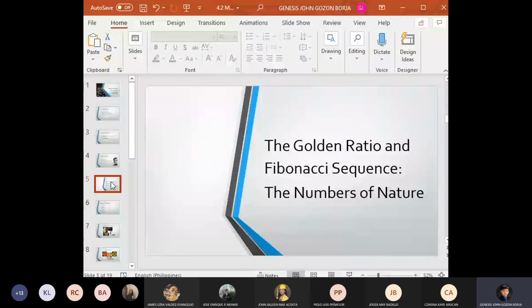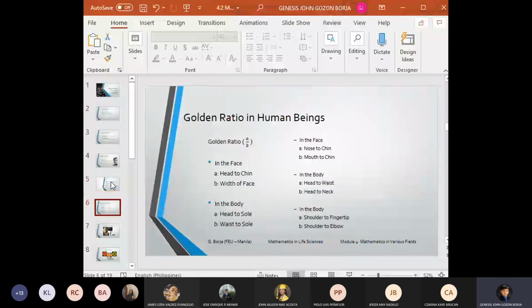So sabi natin kanina, when we say that figures or things are proportioned using the golden ratio, they are mathematically beautiful, no, or aesthetically pleasing. So in fact, we are all aesthetically, mathematically beautiful, no? Because in fact, our body parts are proportioned in such a way that the ratios approximate the golden ratio. Okay? So, sa totoo lang, we are all beautiful, no?